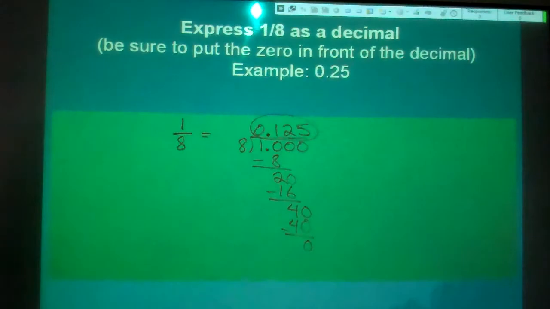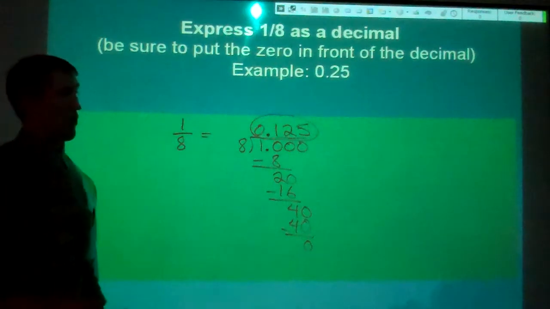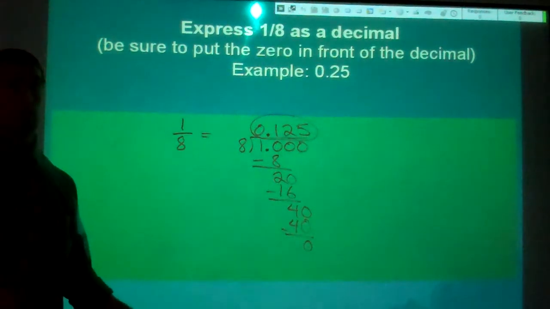I'm going to check my time quick here. Alright, we're doing okay. So, that is how we go from fraction to decimal. You actually do the division.